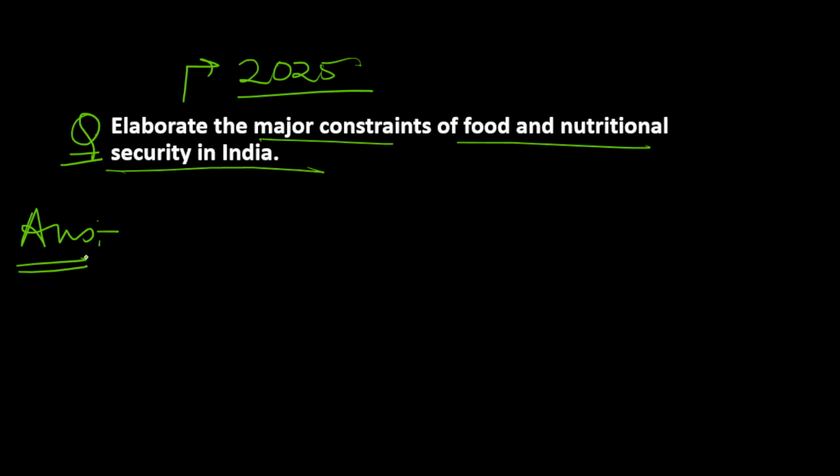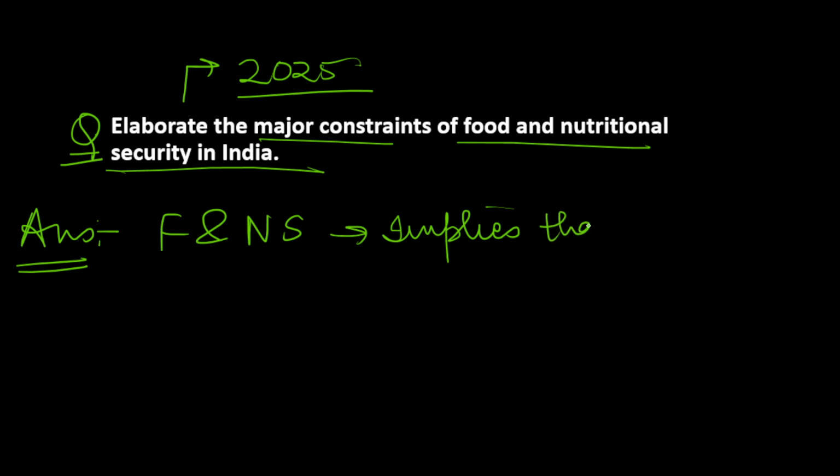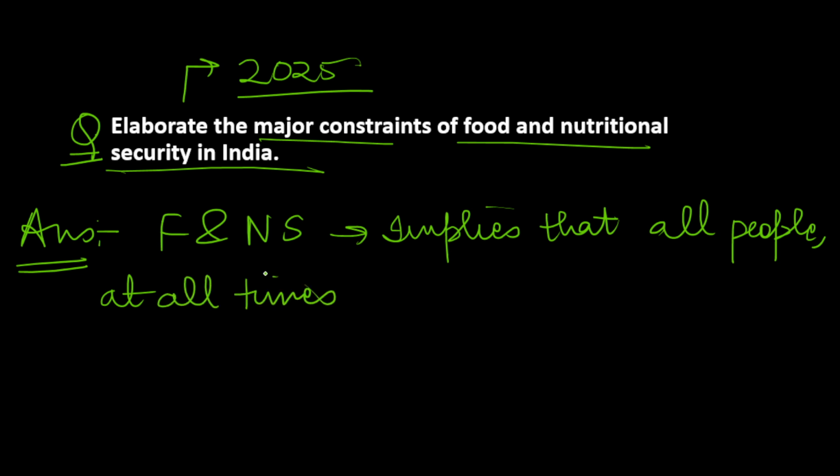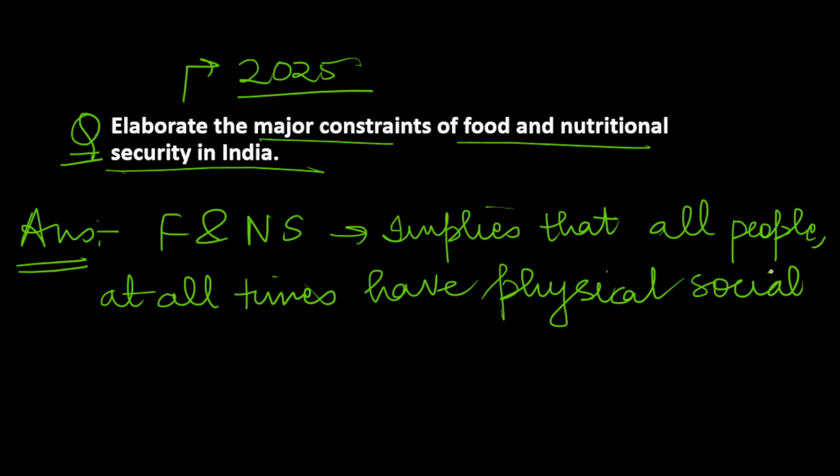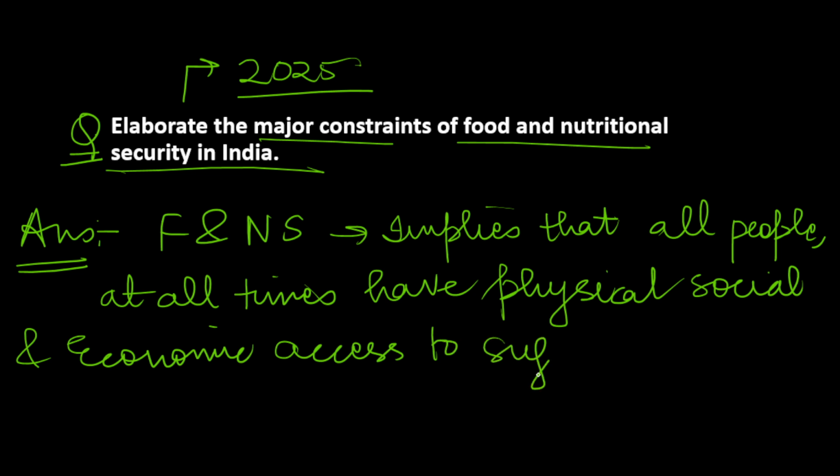So we can start by defining what food and nutritional security is. Food and nutritional security implies that all people at all times have physical, social, and economic access to sufficient, safe, and nutritious food.